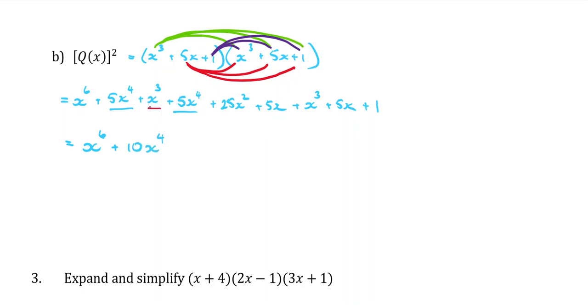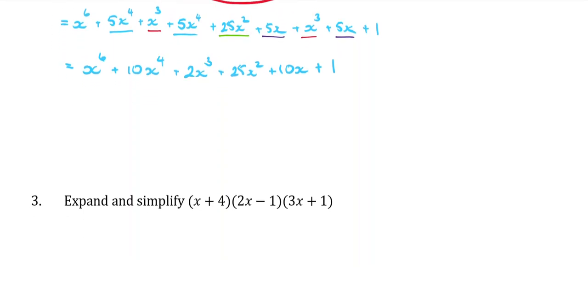Then we have x cubes. We have 1 plus another 1 will make 2x cubes. Then the x squareds, we have got 25x squared. It's the only one. So let's go plus 25x squared. Then we have 5x plus another 5x, which will make 10x, and then the plus 1 sitting on the end. Ooh, lots of expanding.